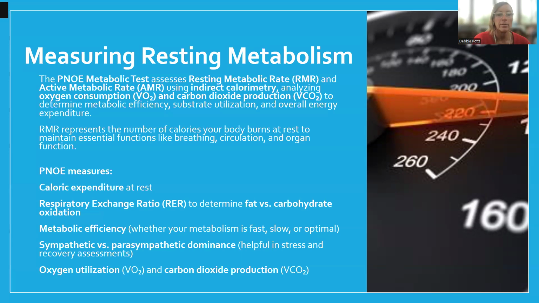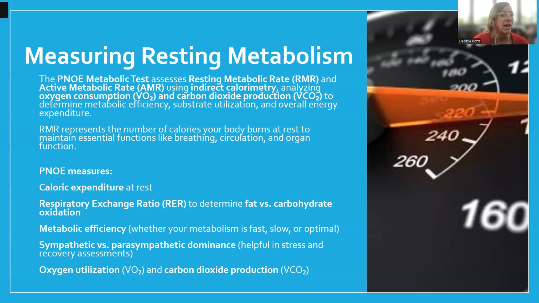Now, the RMR, resting metabolic rate, and the active metabolic rate is called the AMR. We're using indirect calorimetry. This is analyzing what you inhale, which is oxygen consumption, or the volume of oxygen, VO2. And when we exhale, we're breathing out carbon dioxide, so it's carbon dioxide production. That means the volume of carbon dioxide is VCO2.